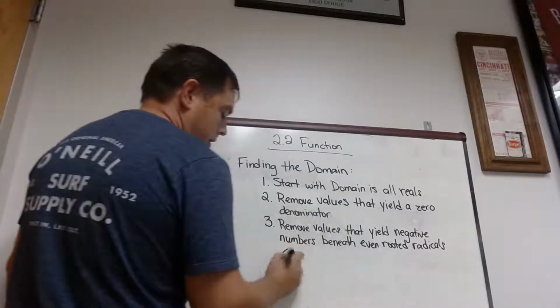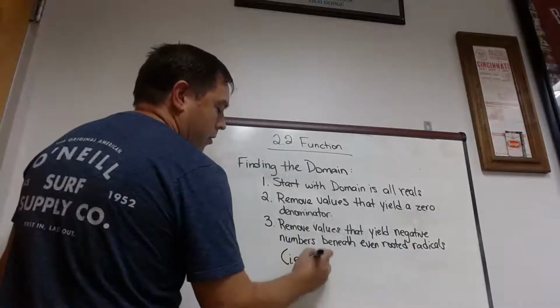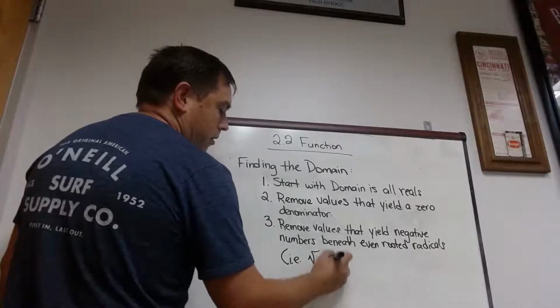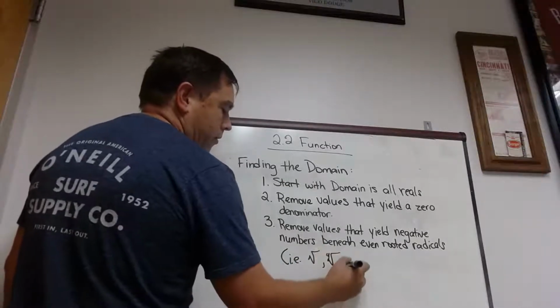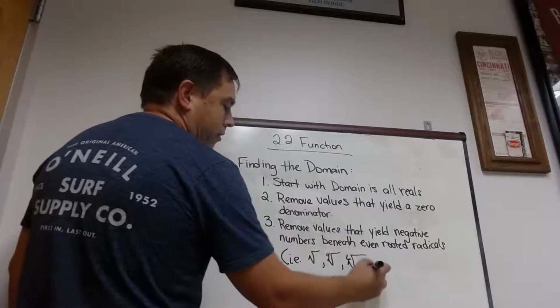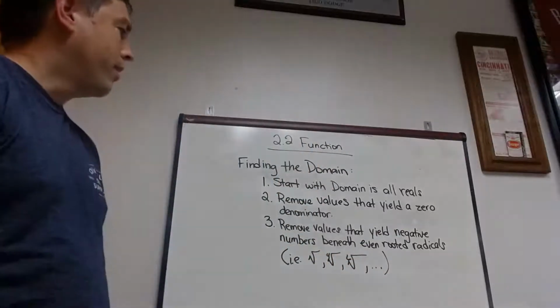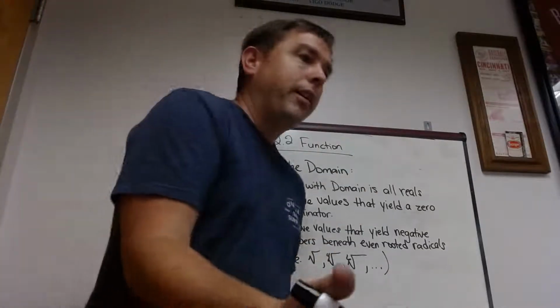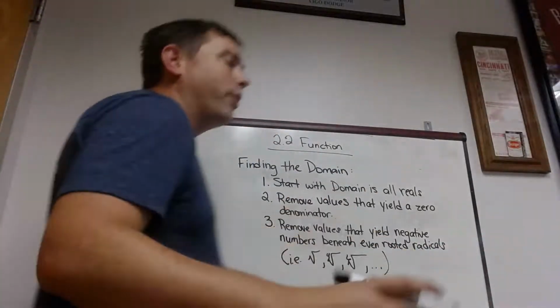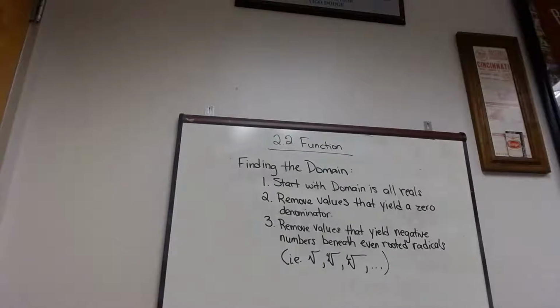All right. So square root radical, fourth root radical, sixth root radical, so on and so forth down the line. All right. And that should be it, at least up until this point. There will be some other stuff that we'll introduce later on.